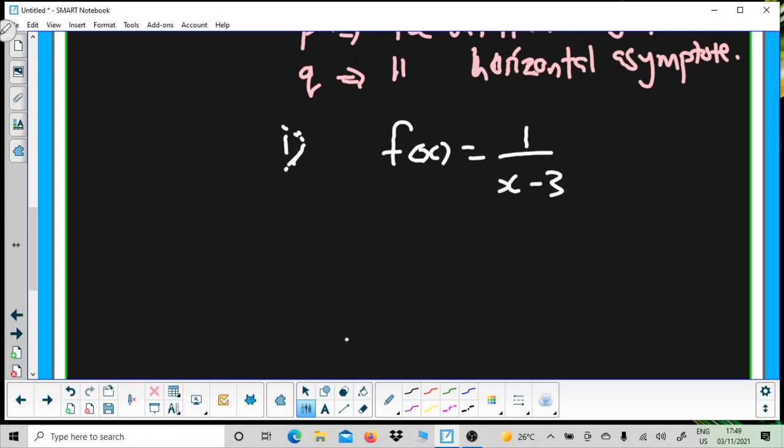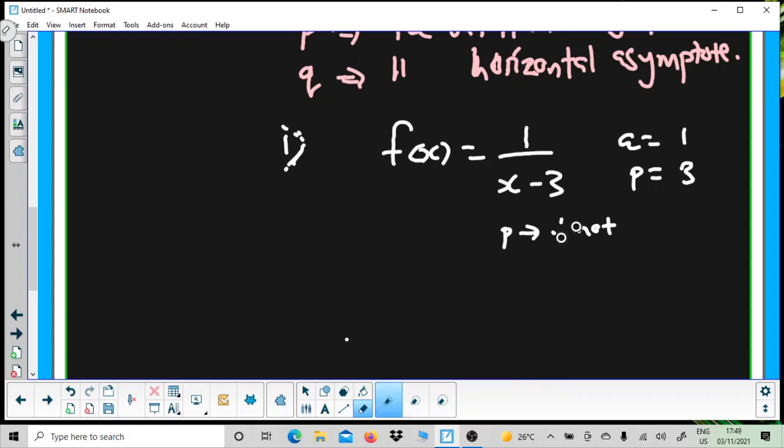Okay, so in this particular one, what is the a value, people? 1. What is the p value? 3. So I want you to know that the vertical asymptote is on 3. Again, I want you to know that P itself also denotes a shift in the x-axis. So there was a shift in the x-axis in this situation. Shift in the x-axis. Let's put that one.